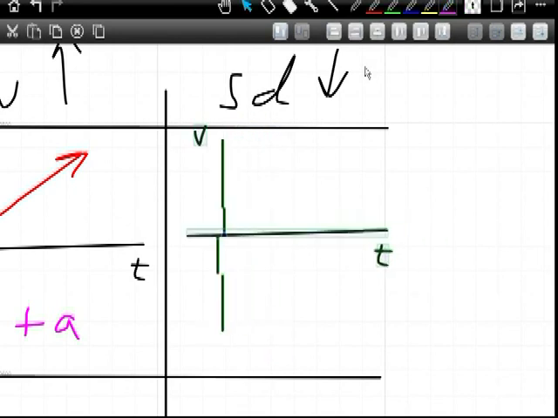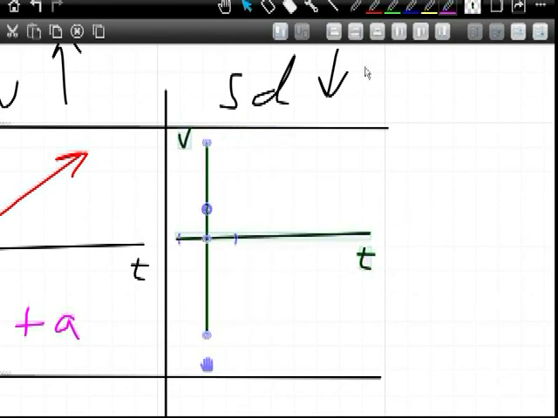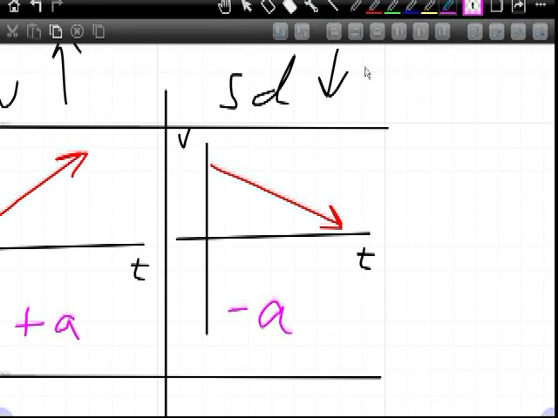Now I'm going in the positive direction, but I'm slowing down. How would that look? Above or below the axis? Going towards the x-axis. Positive velocity slowing down. Positive or negative acceleration? Negative acceleration. Negative slope.